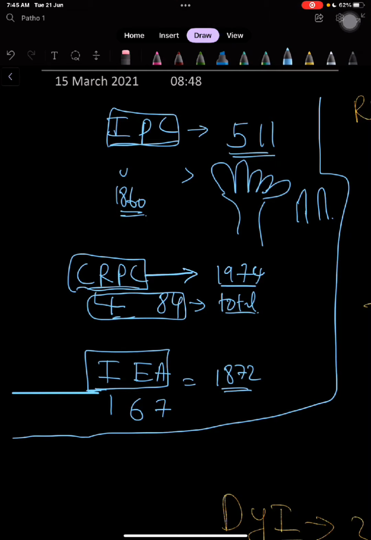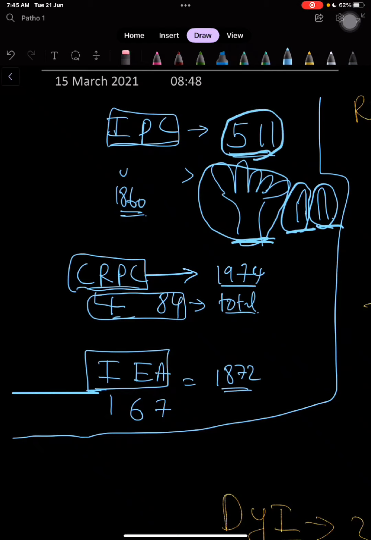For IPC, whenever somebody says IPC, I want you to remember 5-1-1. This is a 5-fingered hand, and then this is one finger, and this is one finger. So if somebody comes and tells you IPC, remember 5-1-1. This is to remember that there are totally 511 articles within IPC. So the total number of IPC sections is 511. This was created or coded in 1860.